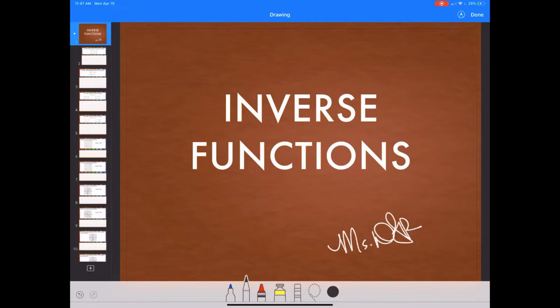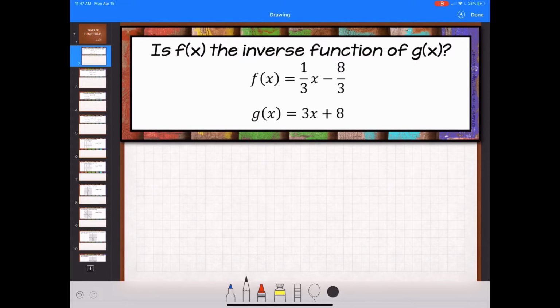Today we're learning about inverse functions. Is f of x the inverse function of g of x? The easiest way to determine if two functions are inverses of each other is by checking the table. So in your graphing calculator, go ahead and type in the f of x function into the y equals so that you can look at the table.